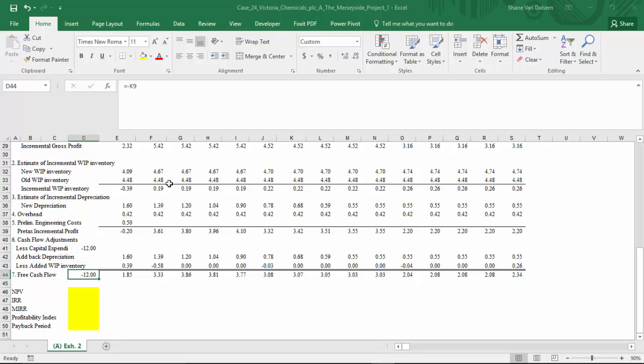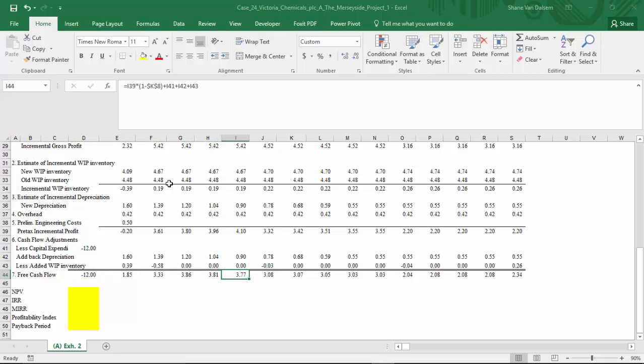And then in the end, you can see here, we have our pre-tax incremental profit. So again, these are the incremental cash flows from taking on the project. We add back the depreciation expense, and then we're going to subtract out the increase in the work in process or work in progress inventory to get our free cash flow or our project cash flows for the firm.